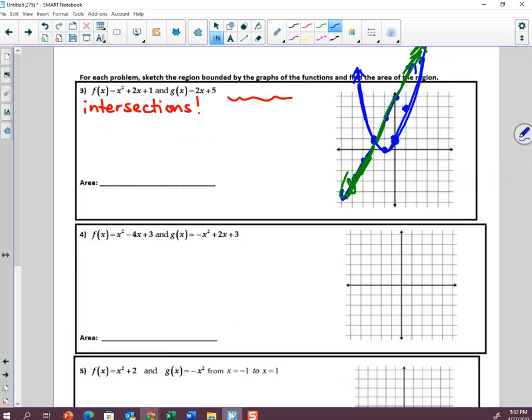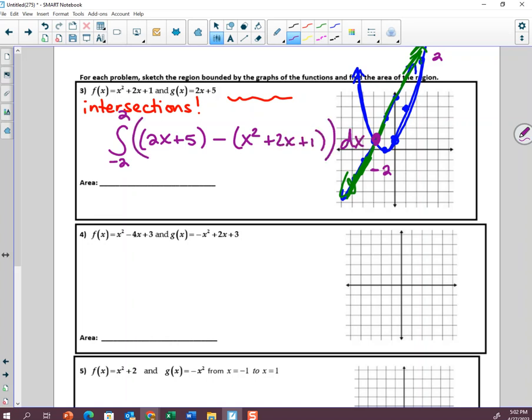All right, so we're going to set up the integral. We figured out from our Desmos that they intersected at negative 2 and 2. So negative 2 to 2, 2x plus 5 minus x squared plus 2x plus 1, dx.